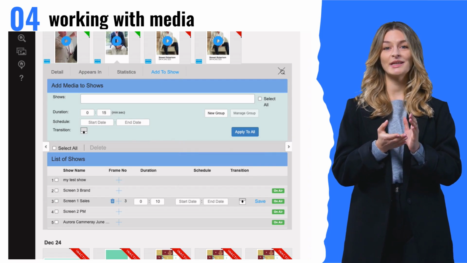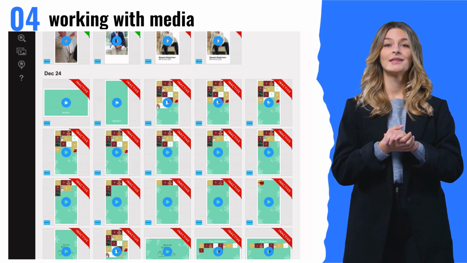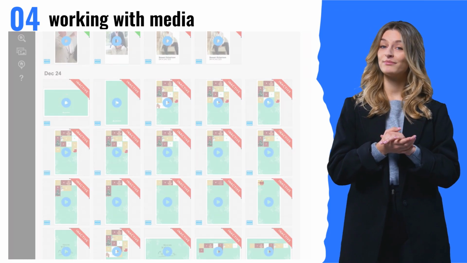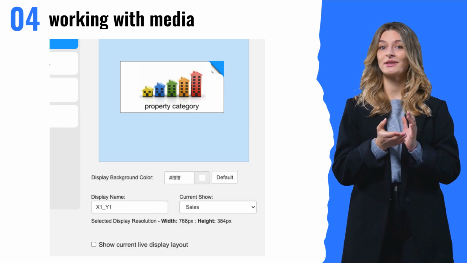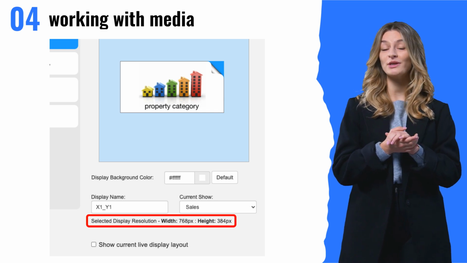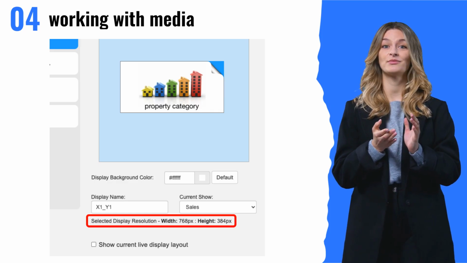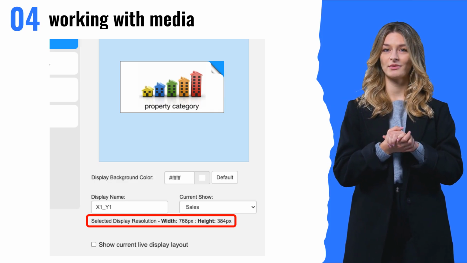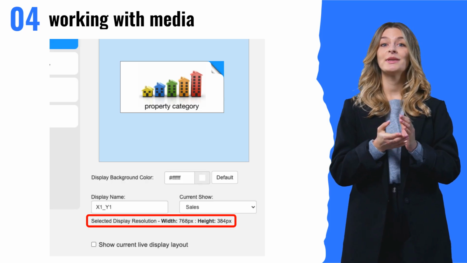We'll explore this specific function in this section. One quick tip: media items with a green banner are currently in use somewhere in your iVisual display, while red banners mean the media is inactive or not used in any live show. Before editing any image in iVisual, it's important to know the exact dimensions of your display. You'll find this information at the bottom right of the Display Preview panel inside the My Digital Displays section. Every screen has its own resolution, for example 768 by 384 pixels, and your media should be created specifically to match that.